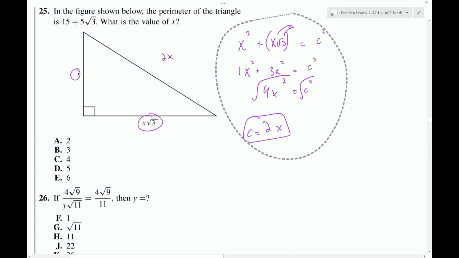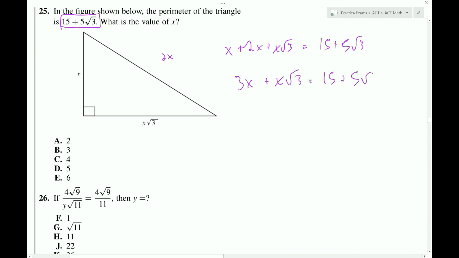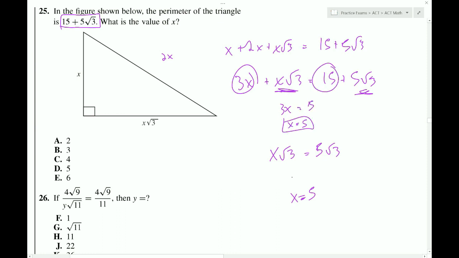Now that we have that, let's just erase this. From here, we want that all to add up to this. So x plus 2x plus x rad 3 has to equal 15 plus 5 rad 3. So that's 3x plus x rad 3 equals 15 plus 5 rad 3. Now you can see that the like terms are going to equal each other. So x rad 3 would have to equal 5 rad 3, so of course x would have to equal 5. And similarly 3x would have to equal 15, and if you divide that, you get x equals 5 as well.